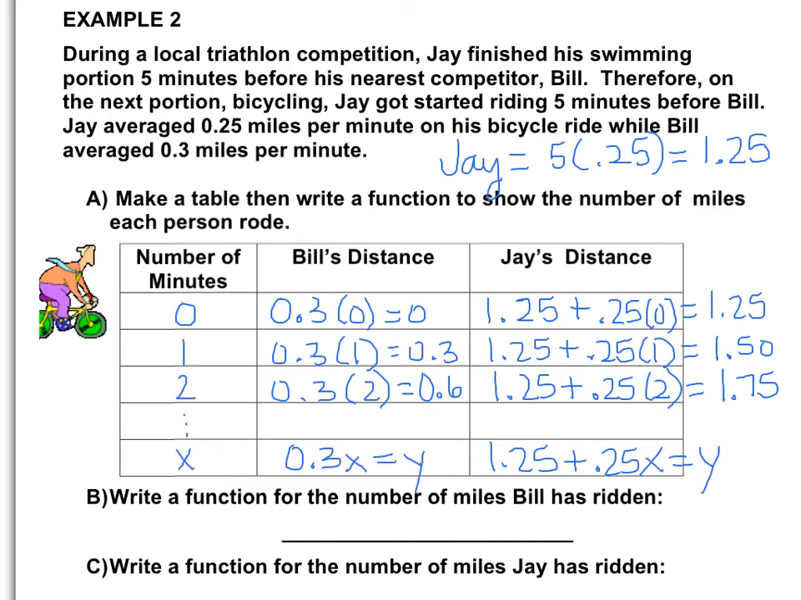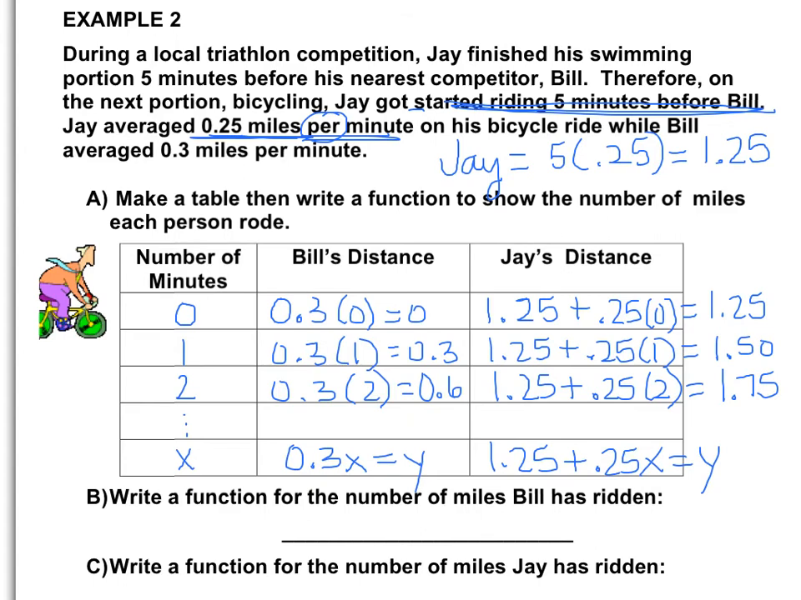Okay, check your table. One thing that you had to figure out before you could start was what Jay's initial distance was. It said that Jay got started riding 5 minutes before Bill, and he averages 0.25 miles per minute. Per means multiply, so I'm going to take the 5 minutes and multiply it by 0.25, and that equals 1.25. So he started 1.25 miles ahead of where Bill was.